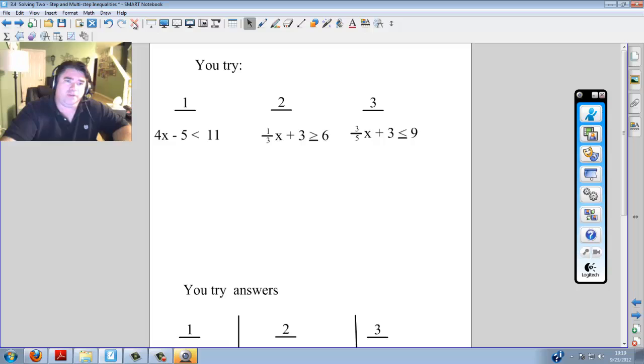So you try. Go ahead and give these three a try here. 4x minus 5 is less than 11. 1/3 x plus 3 is greater or equal to 6. And 3/5 x plus 3 is less or equal to 9. Go ahead at this time.